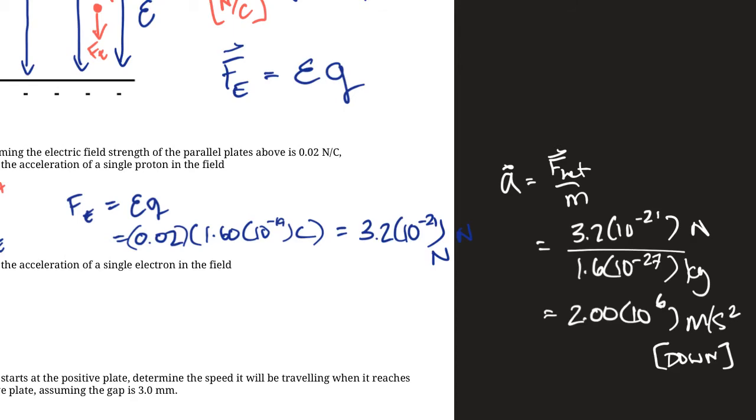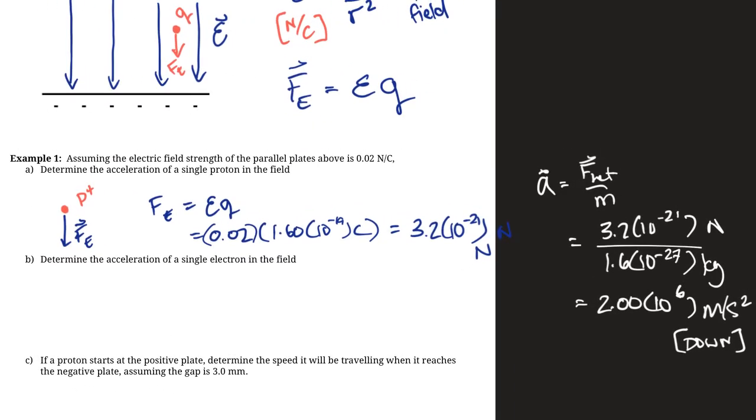So that's a lot of acceleration, even for such a small field. Why is it so big? Well, think about your Newton's second law. We have a tiny, tiny, tiny mass. And that's basically the reason, because the mass of a proton is so small. So even a small force will be like a huge force compared to that tiny mass. So that's how much it'll accelerate.